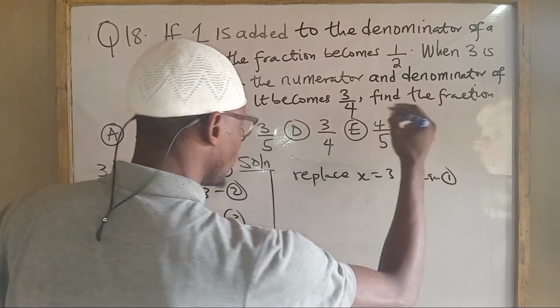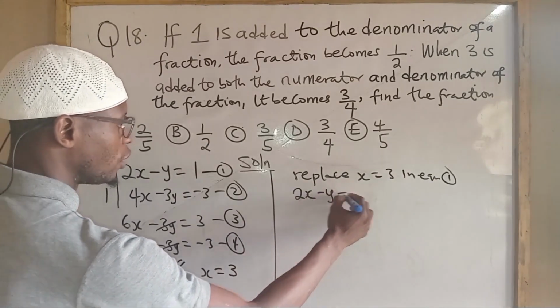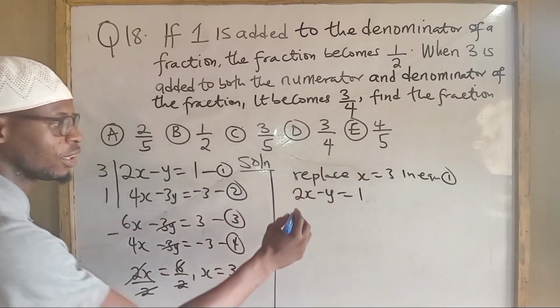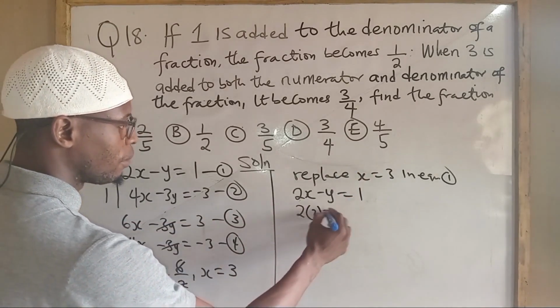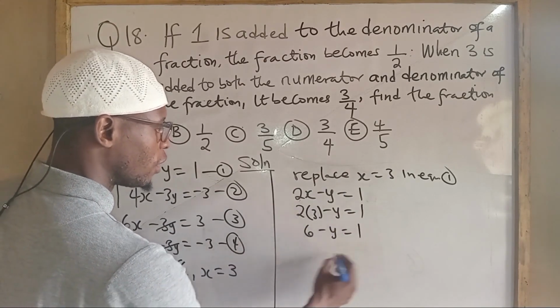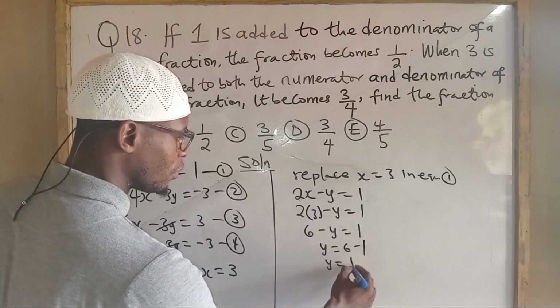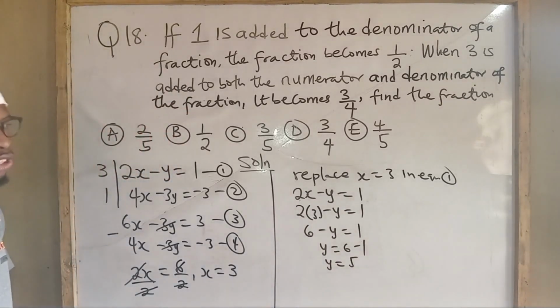I can decide to go for equation 1. Equation 1 says what? 2x minus y is equal to 1. So anywhere we see x, we put what? 3. So that becomes 2 bracket 3 minus y is equal to 1. That will be 6 minus y equals 1. So y will give you 6 minus 1, and y equals 5. So we've gotten y to be equal to 5.